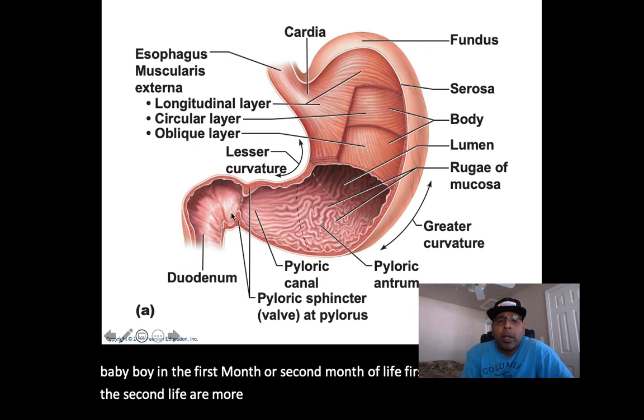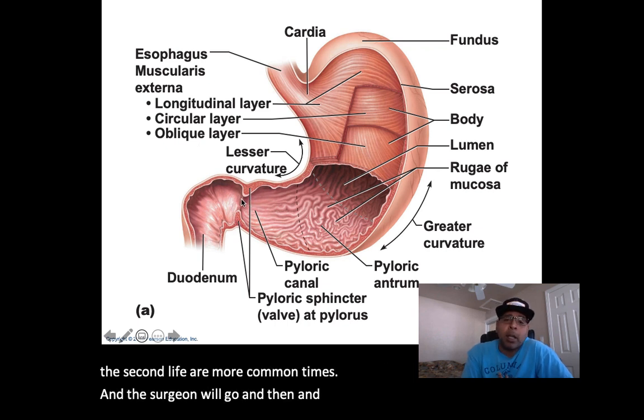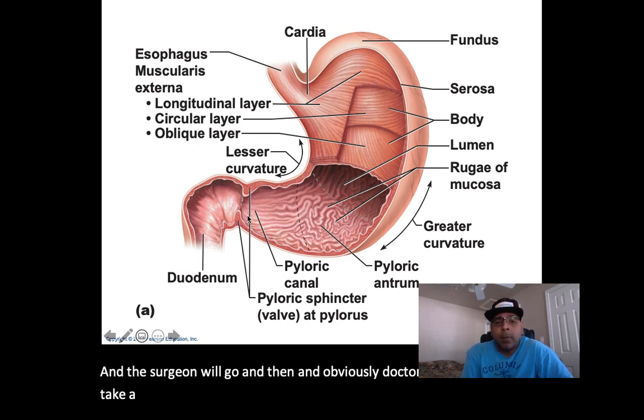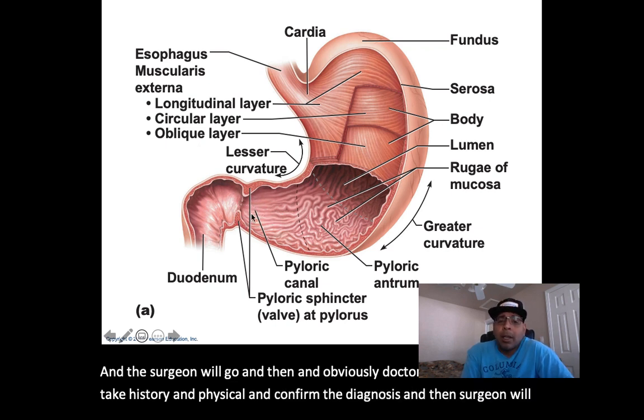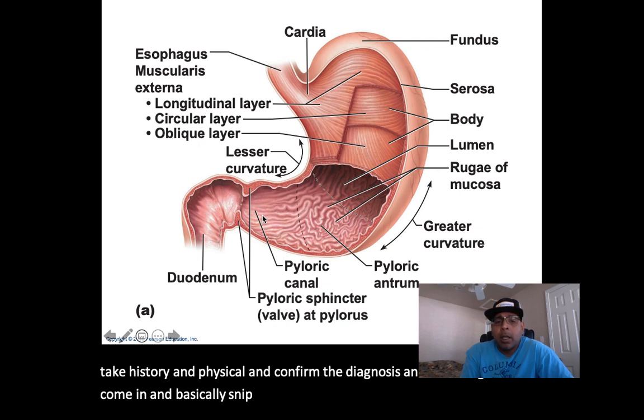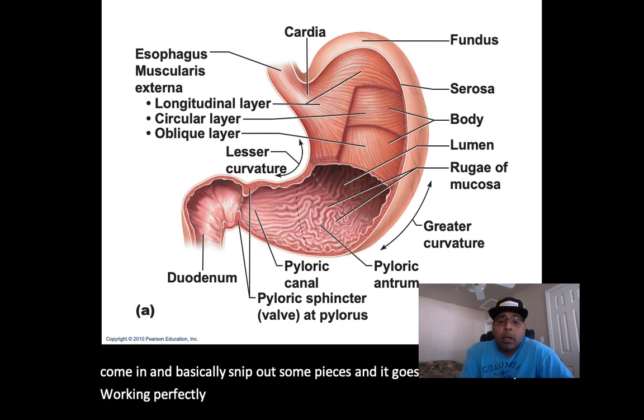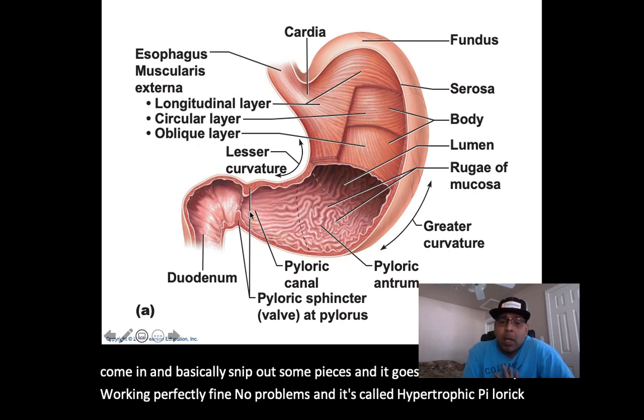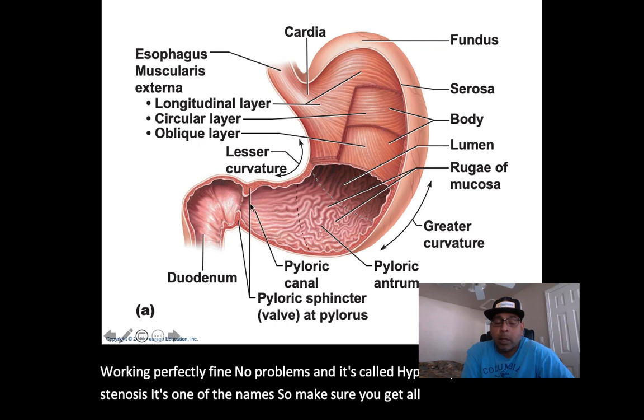And the surgeon will go in then, and obviously the doctor will have to come in, take a history and physical, and confirm the diagnosis. Then the surgeon will come in and basically snip out some pieces, and it goes back to working perfectly fine, no problems. It's called hypertrophic pyloric stenosis. It's one of the names, so make sure you get all the different names figured out there as well.